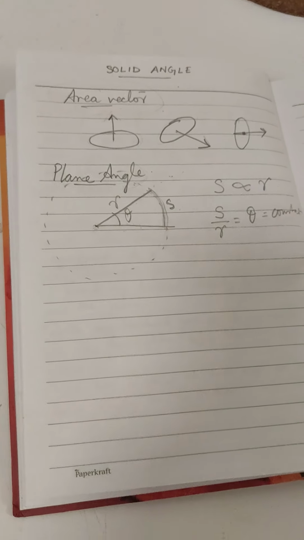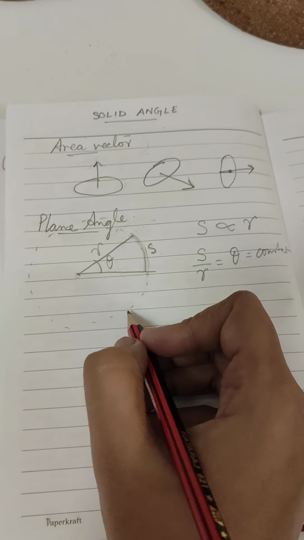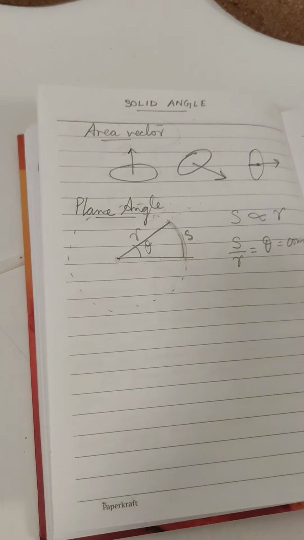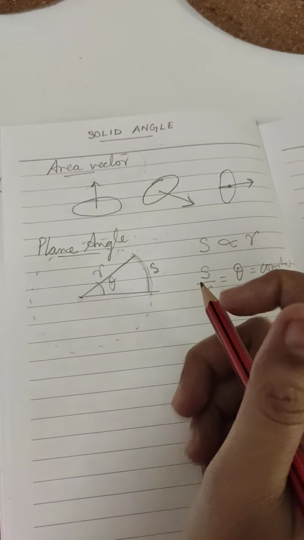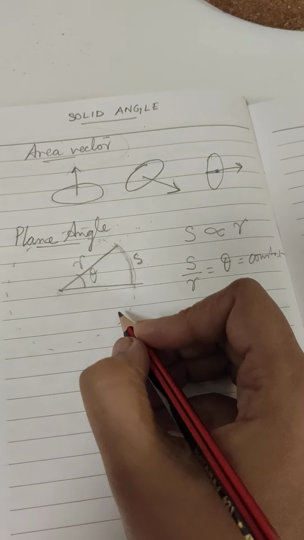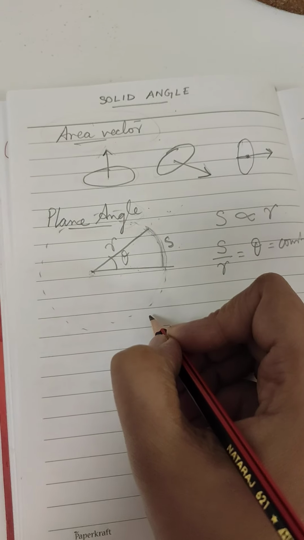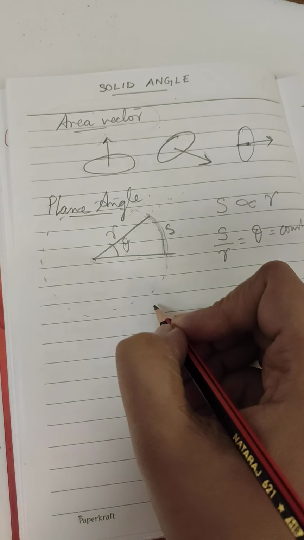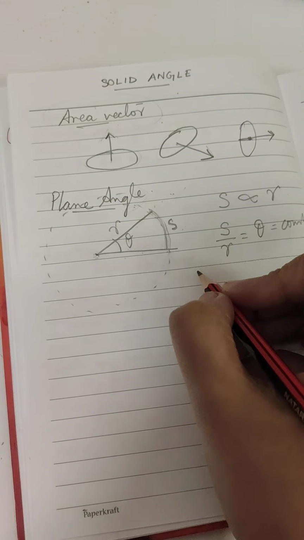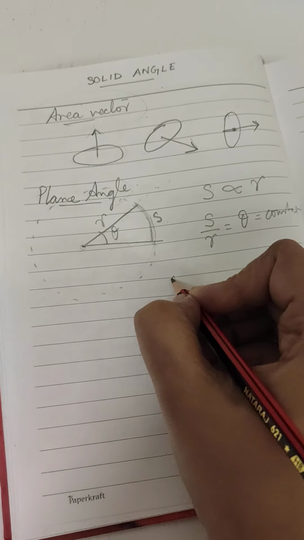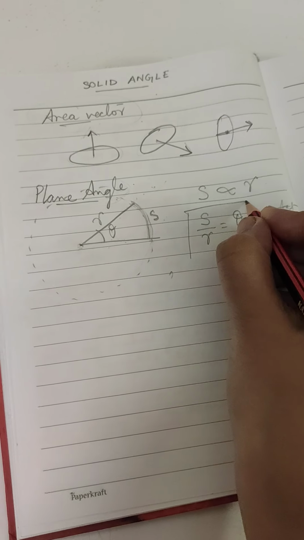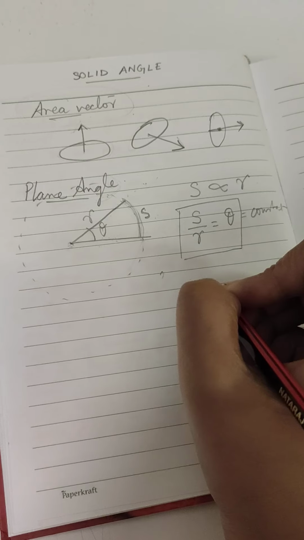Now, angle can be measured in degrees as well as in radians. The angle in radian is defined by theta equal to S by r. This is the relation in which angle in radian is defined.